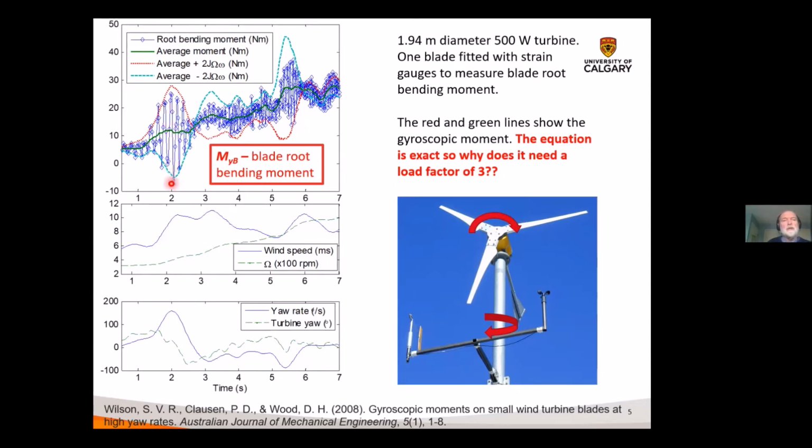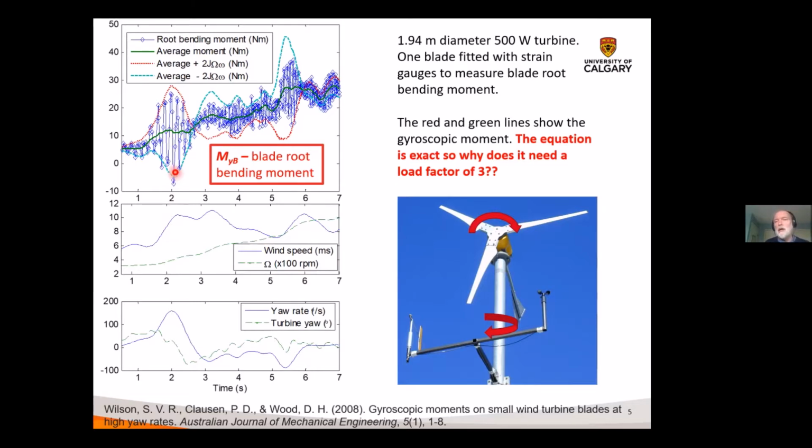And here's some typical results on the right here. Wind speed between 6 and 10 meters per second, and equally important, the yaw rate measured in degrees per second is the blue line down here. And so you can see, for example, at somewhere around 2 seconds in this sequence of events, the yaw rate is maximized. And if we go up to the root bending moment results up here, you see that the envelopes shown in green and red for the gyroscopic moments are maximized at that condition.